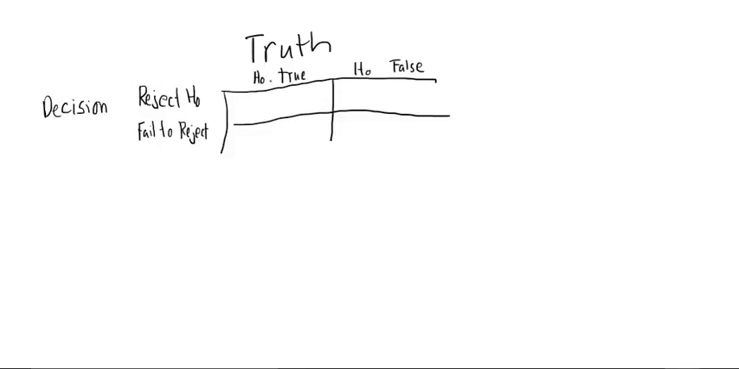Now, if our null hypothesis is true and we reject, this is known as a type 1 error. And if our null hypothesis is false and we fail to reject it, this is known as a type 2 error.